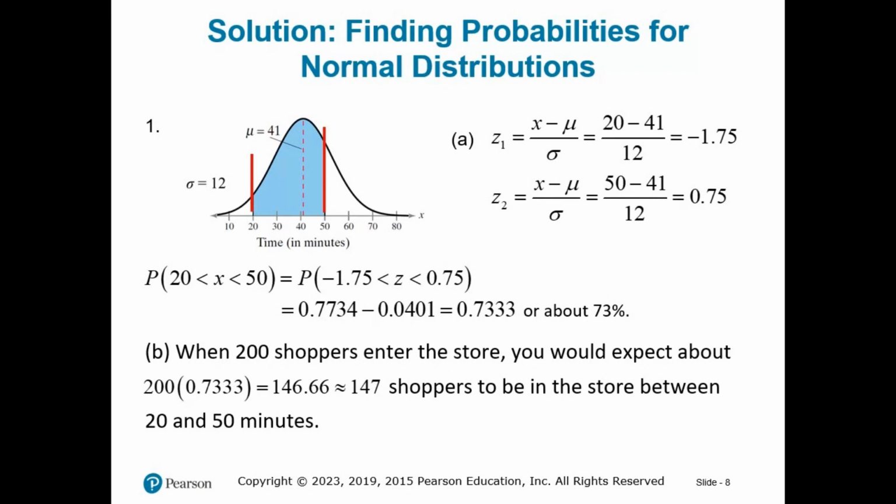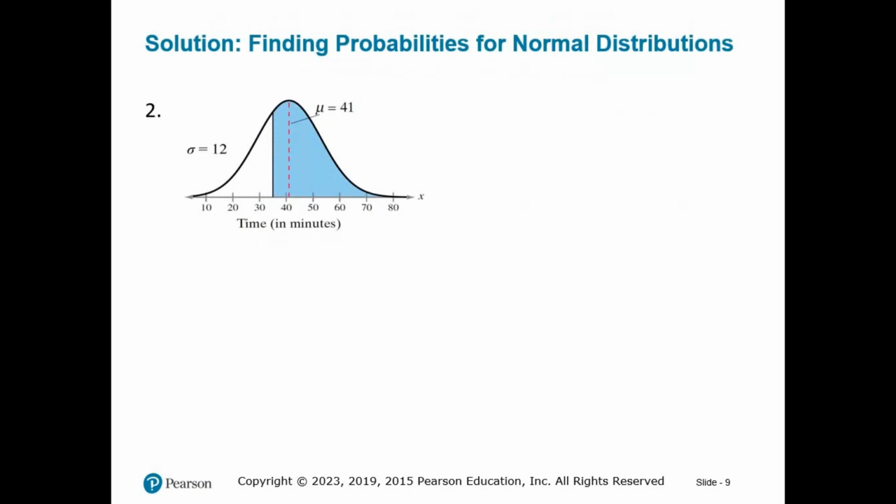So now we can move on to the second question. It asked about the probability of a shopper being in the store more than 35 minutes. So first we look at the graph. Our mu is still 41 and our sigma is 12. This time our x is 35, a little below mu. And this time we are asking about something more than x, so it's a greater than, so we are shading to the right. So we first want to convert 35, our x value, to a z-score. So 35 minus 41 divided by 12 is negative 0.5.